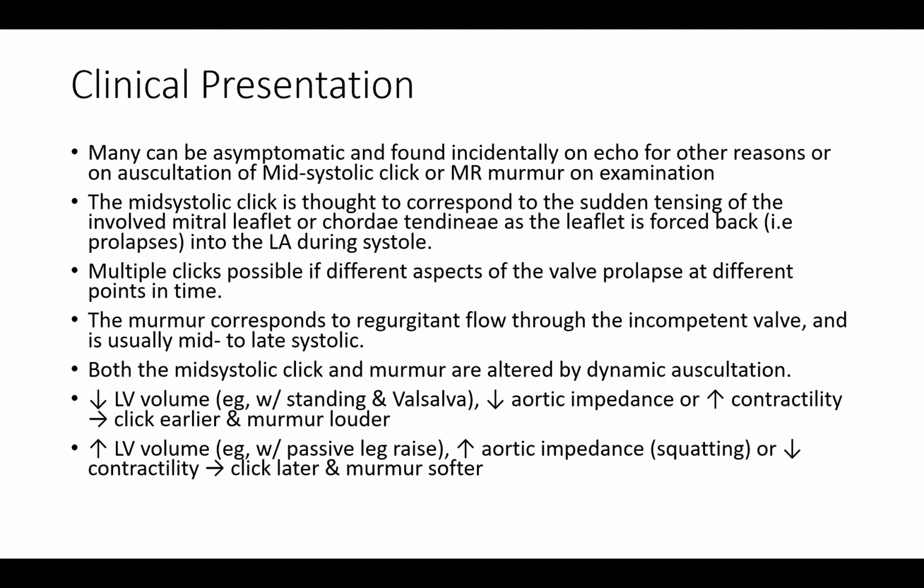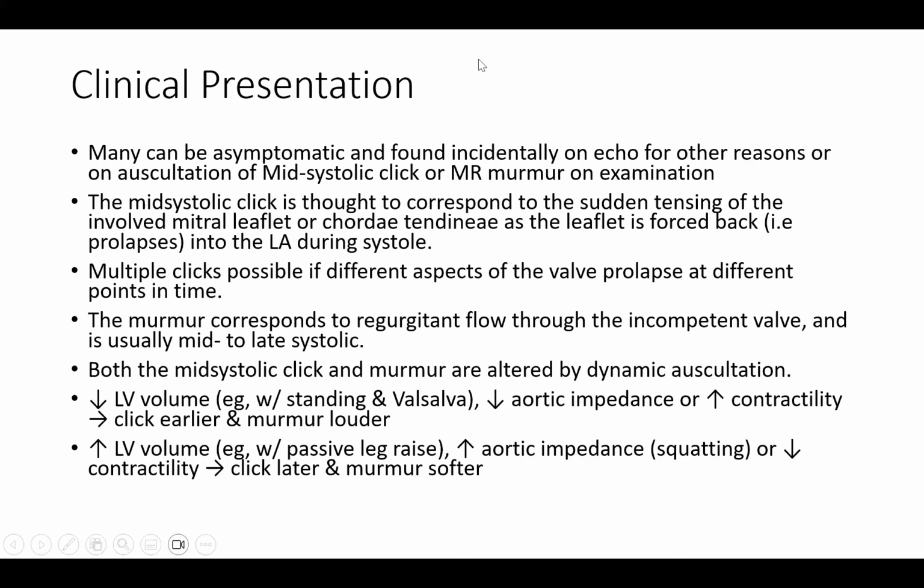So how do they present? Many are asymptomatic and will just be found on echo, hence that 2 to 3%. Or they could be found due to a mid-systolic click or an MR murmur. So they have an MR murmur and they go for evaluation, and it's found that they have primary MR from mitral valve prolapse. The mid-systolic click is thought to correspond to the sudden tensing of the mitral leaflet or chordae as the leaflet is forced or prolapses back into the LA. And the murmur is an MR murmur, flow through the incompetent valve, and is usually mid to late systolic.